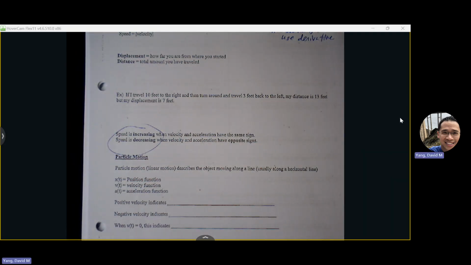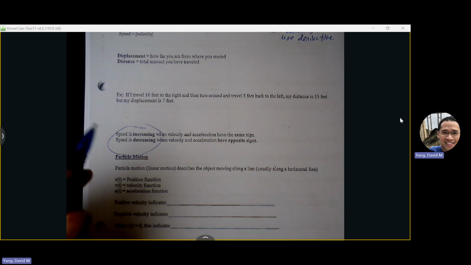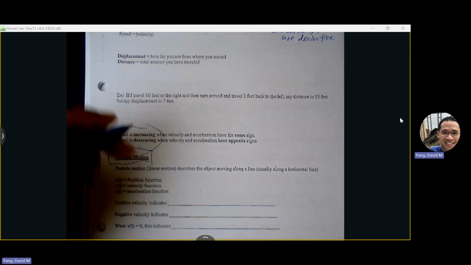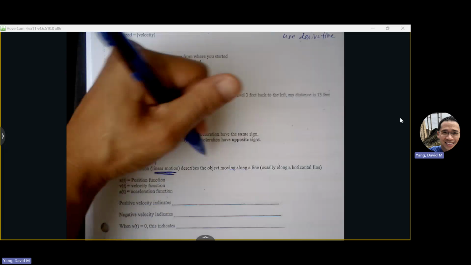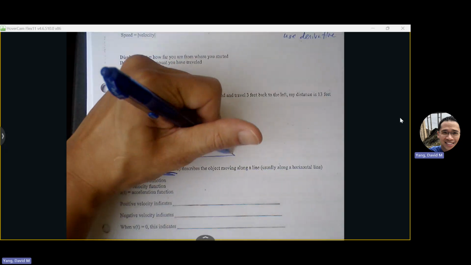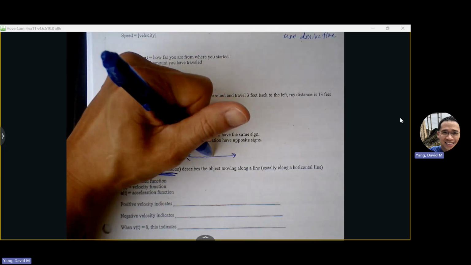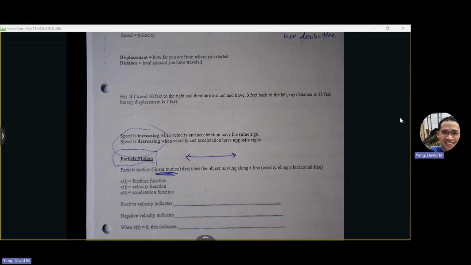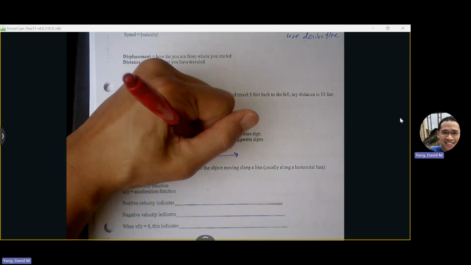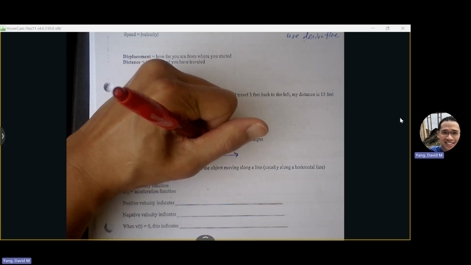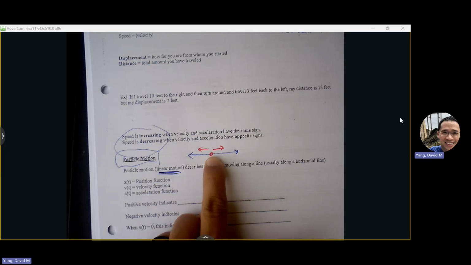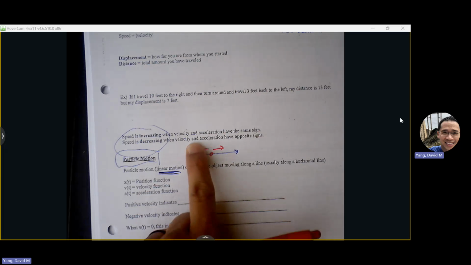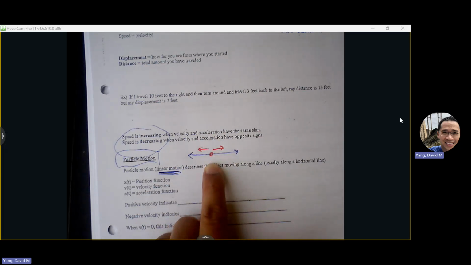Now, what's related to position, velocity, acceleration is particle motion. Particle motion is specifically for linear motion. So this is when an object is moving along a line, usually a horizontal line, going back and forth. So if we ever talk about particle motion, it's basically linear motion. So we're talking about an object that is either staying still, moving to the right, or moving to the left. And those are the only 3 things that this object can do.